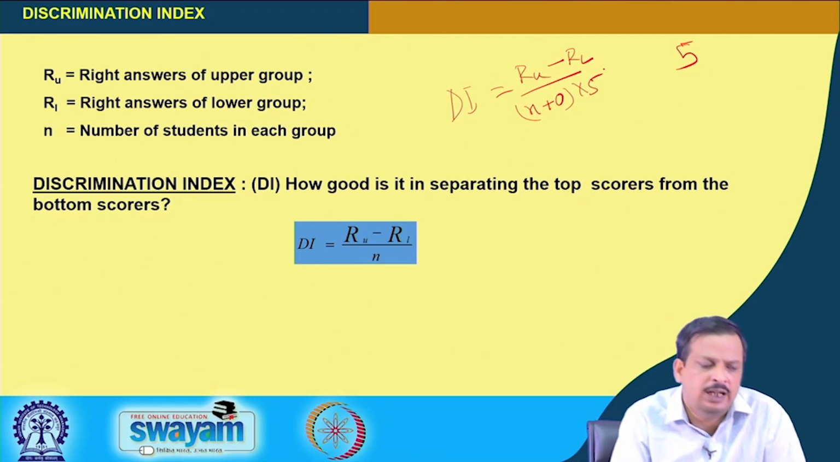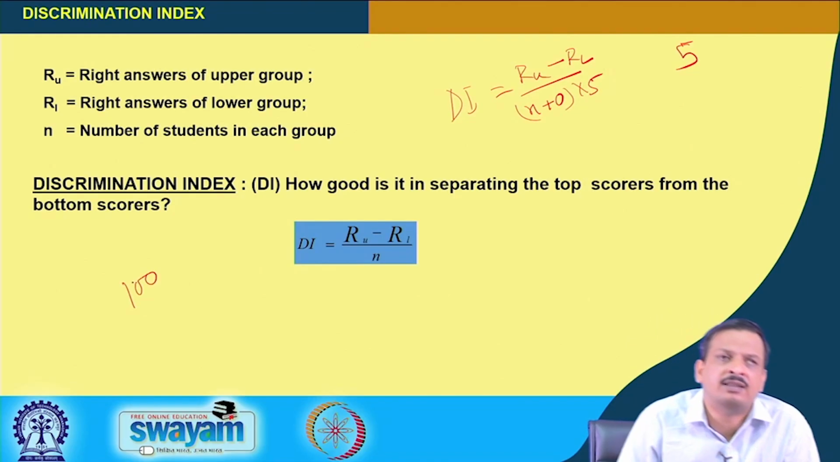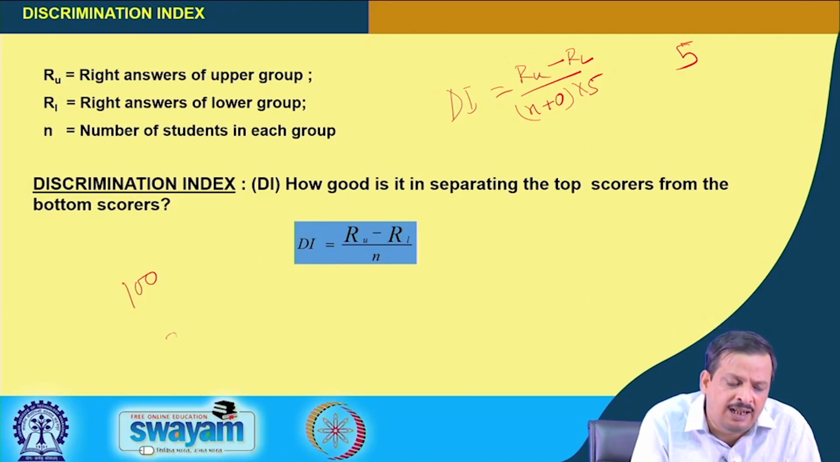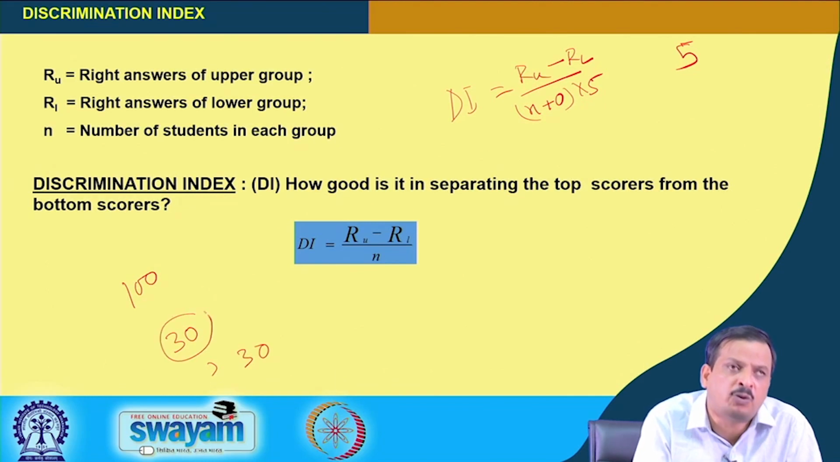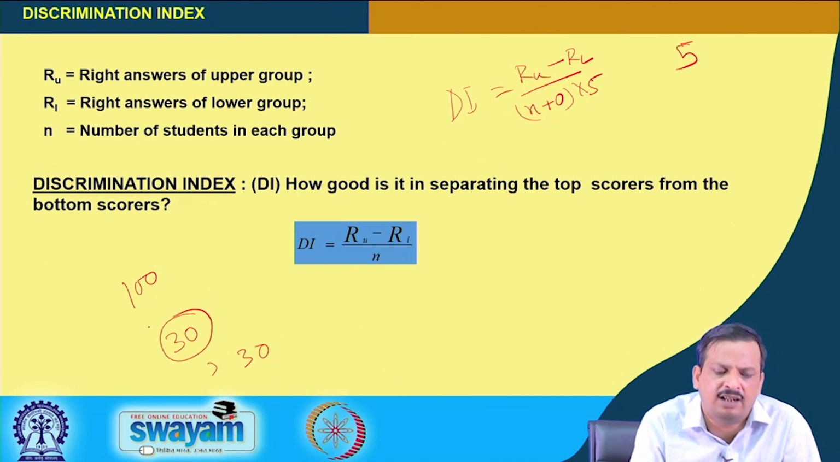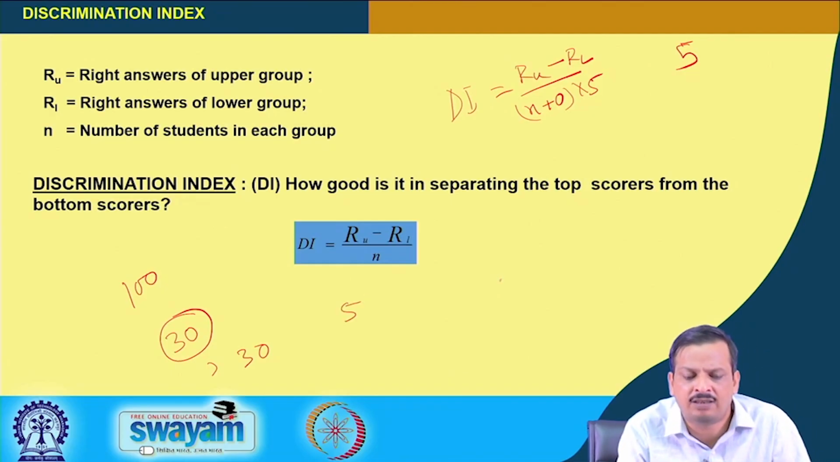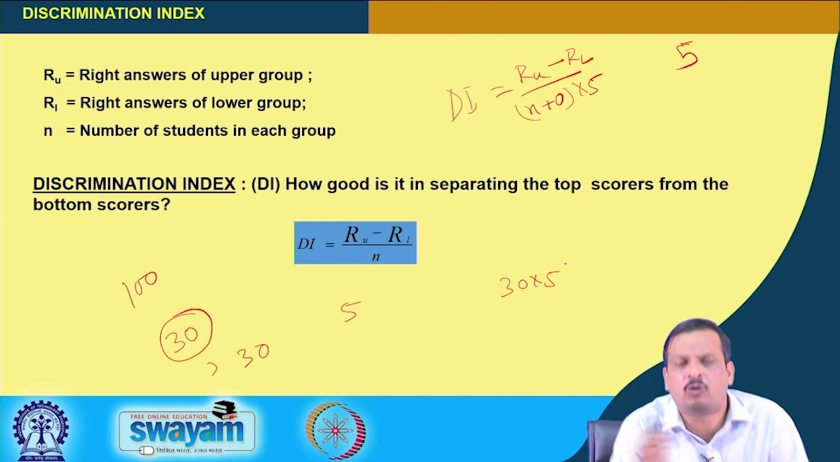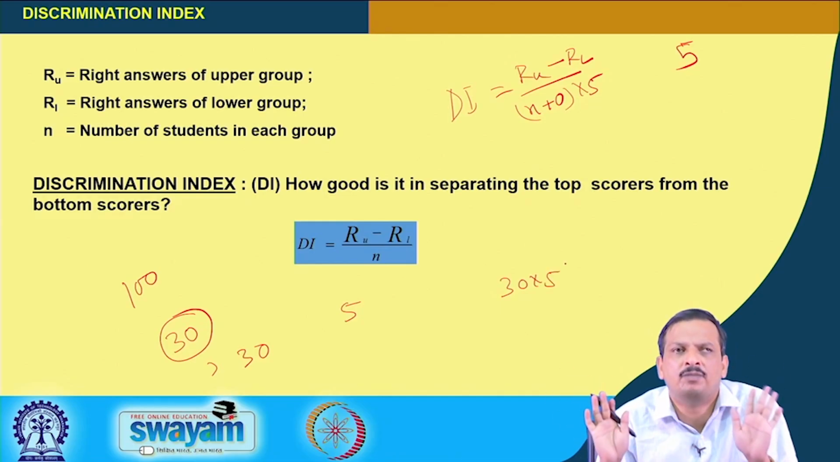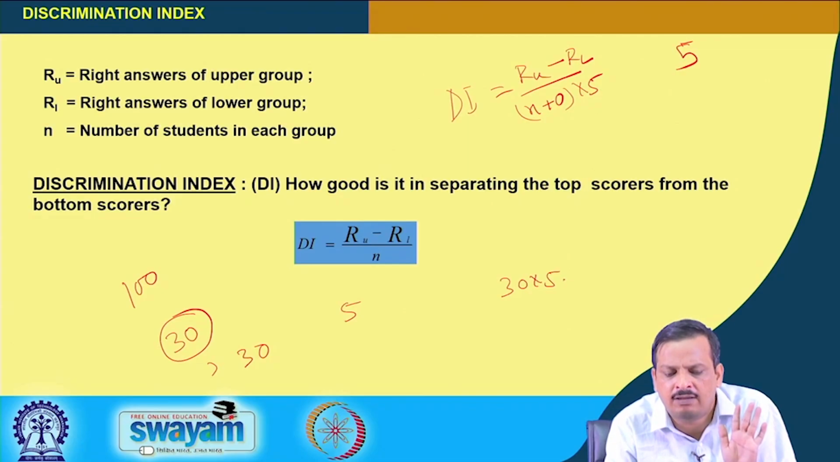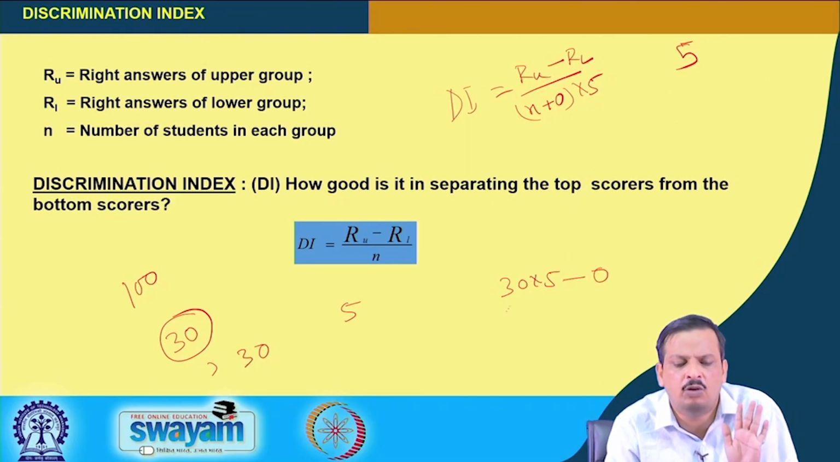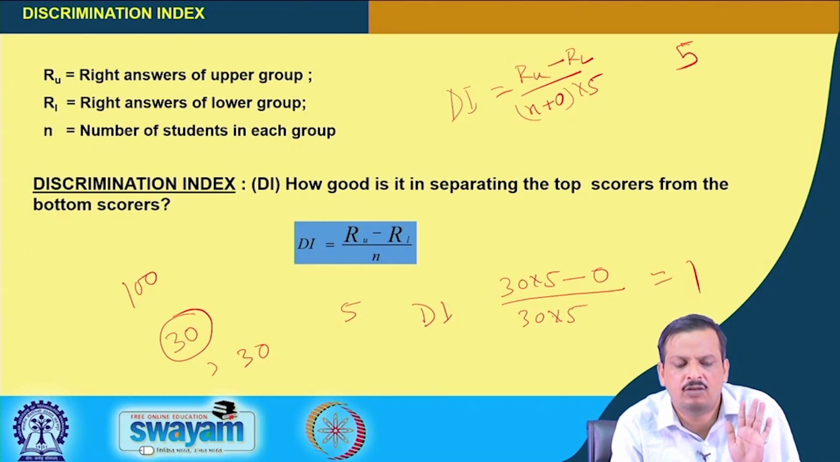Again, if there are 100 students in my class, with 30 in the upper group and 30 in the lower group, and only upper group students give the correct answer, and each question carries 5 marks. What is the upper group marks? 30 into 5, all upper group get 5 out of 5. No lower group student gets any marks. So 30 into 5 minus 0, divided by 30 into 5, equals 1. So, DI is equal to 1.